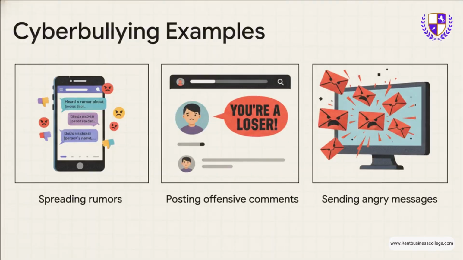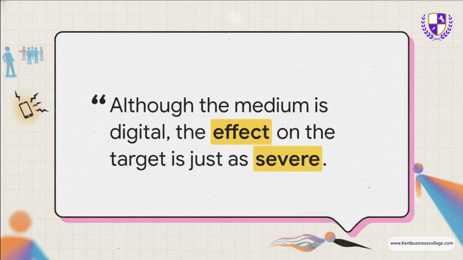So what does this actually look like? Well, it could be someone spreading a nasty rumor about you in the group WhatsApp. It could be a passive-aggressive or even an outright offensive comment on a professional site. Or it could be that barrage of angry, demanding emails that show up late at night. And here's the single most important thing to remember about this. Just because the medium is digital, the effect is just as severe. A screen does not soften the blow. The psychological and emotional impact is absolutely real.